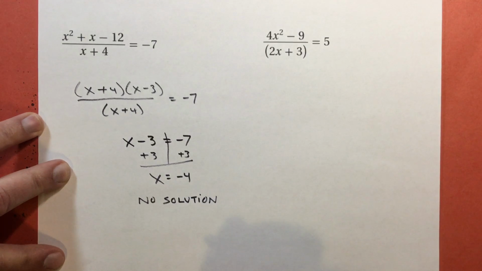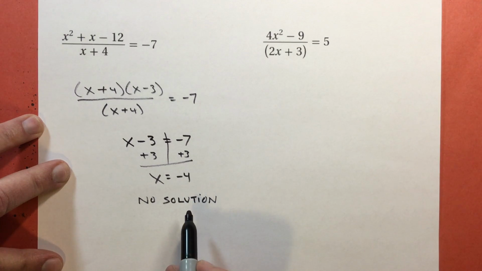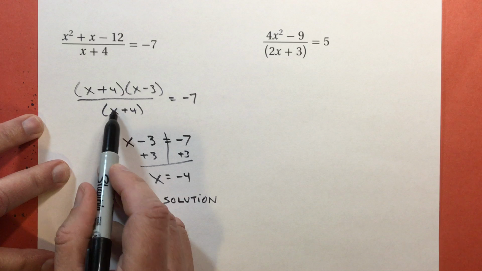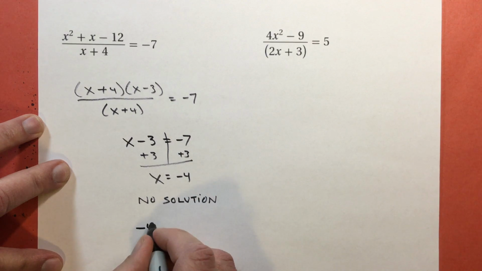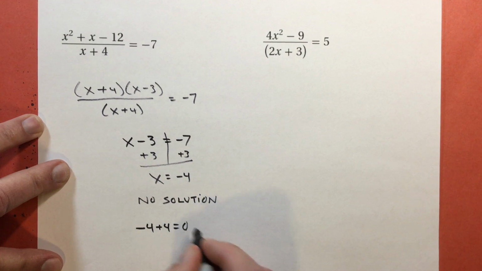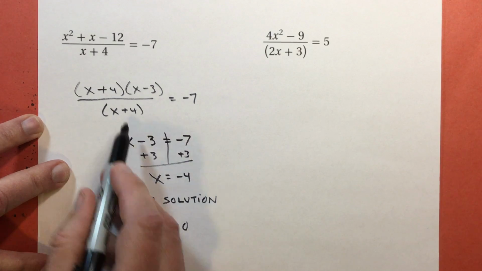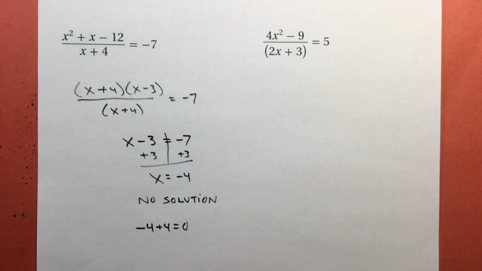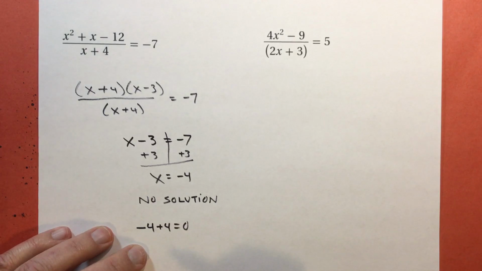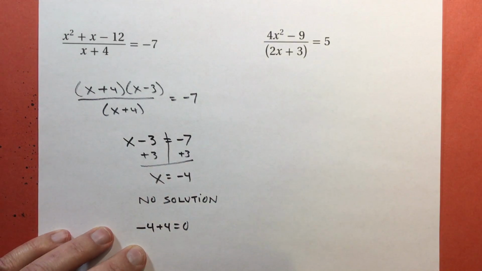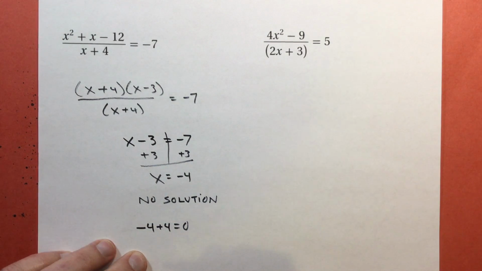Dr. Berger likes to throw in a couple so that we can drive that point home, because negative 4 plus 4 equals 0, and you can't have 0 in the denominator. So I think hopefully you've got that through, right?